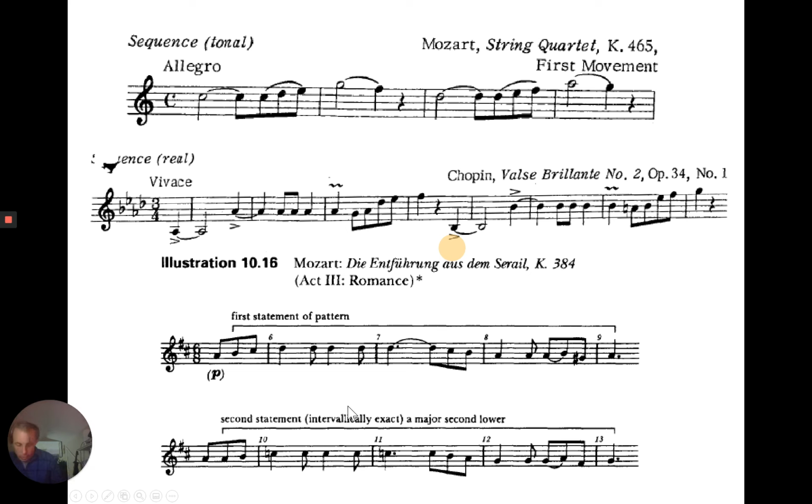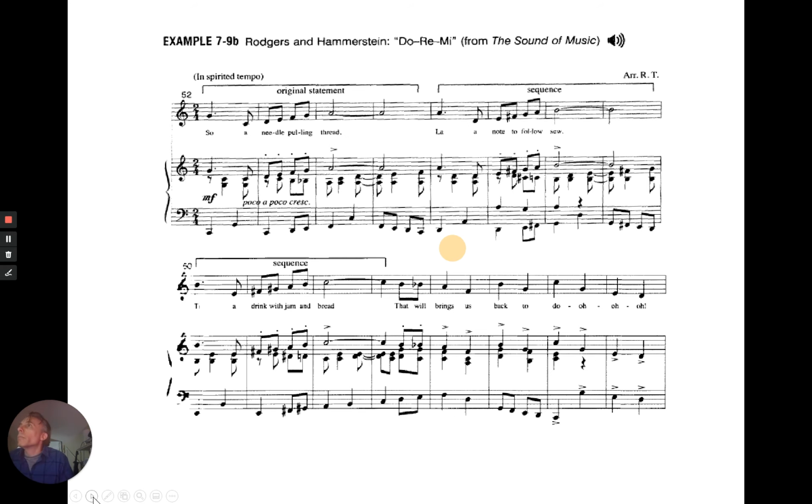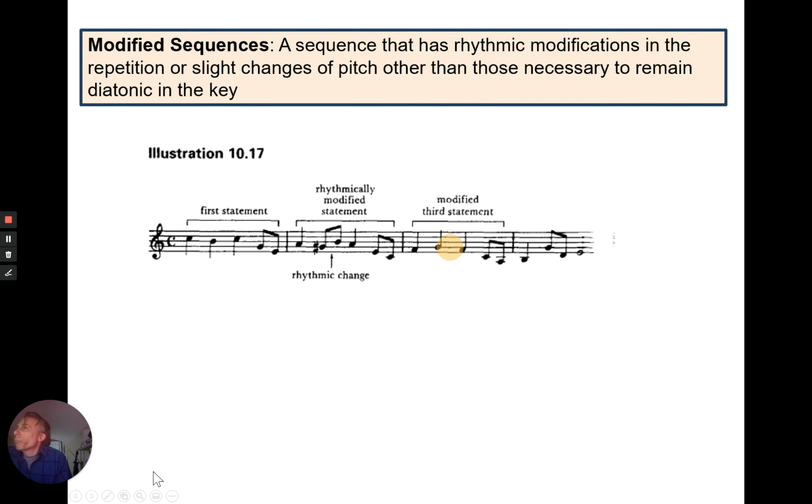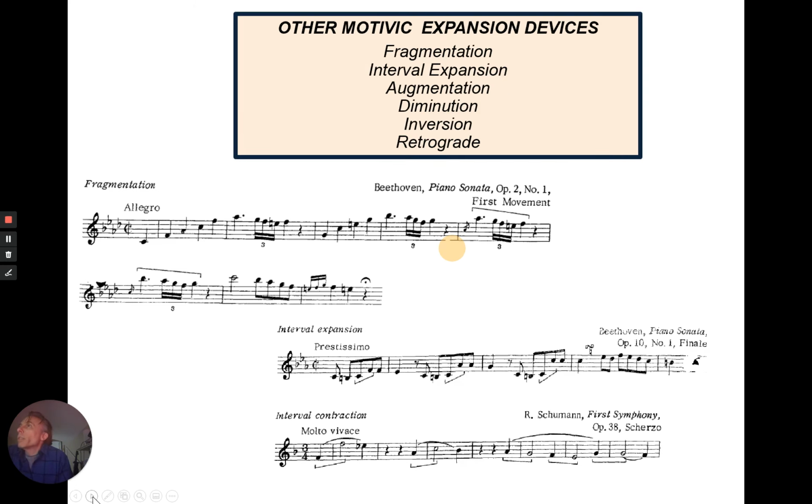And is this an exact real sequence? Real sequence, which we're familiar with. Up a step, up a step 3 times, and then da. Good job, Rogers and Hammerstein. All right, again, little small differences.